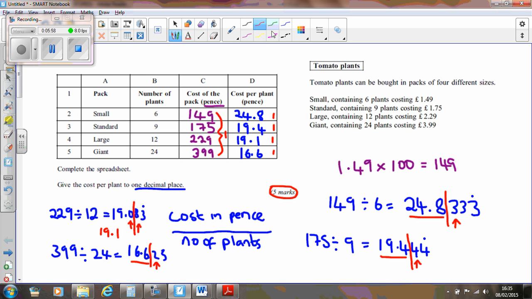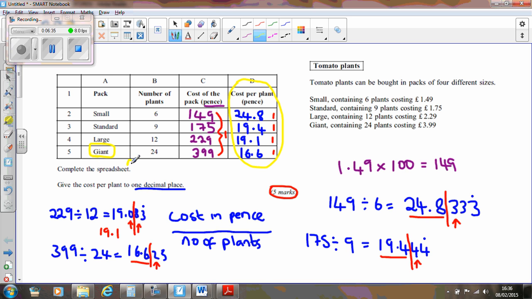Now the next question, which always follows this, is which one is the best buy? And for that one, you have to look at this column. So this will tell you what the best buy is. So it says cost per plant in pence. Now if you buy the small pack, it will cost you 24.8 pence. So that's nearly 25 pence per plant. If you buy the standard, it's going to be about 19 pence. If you buy the large, it's going to be about 19 pence, but a little bit cheaper than this one. Whereas if you buy the giant one, it's only going to cost you 16.6 if you round it up, 17 pence per plant. So the giant one is the best buy.